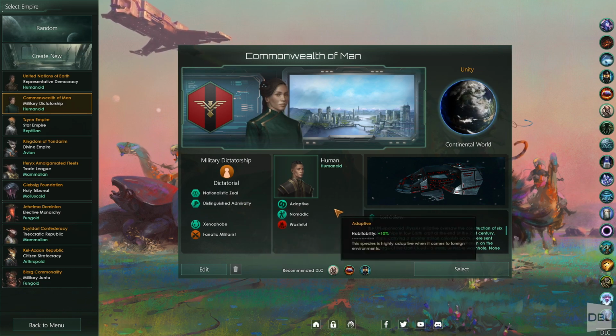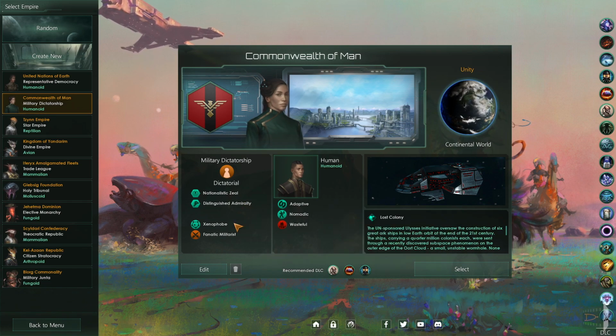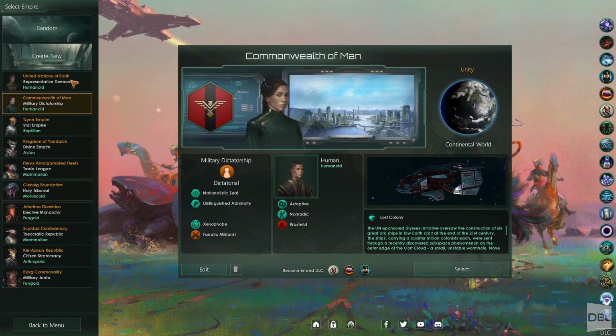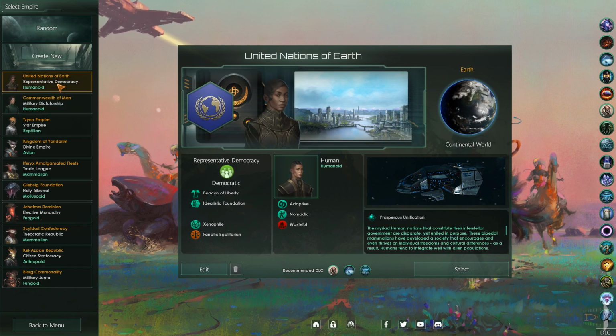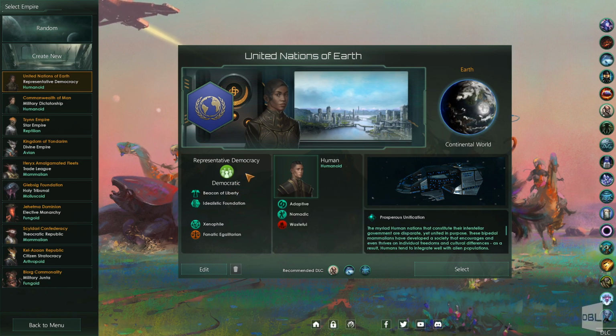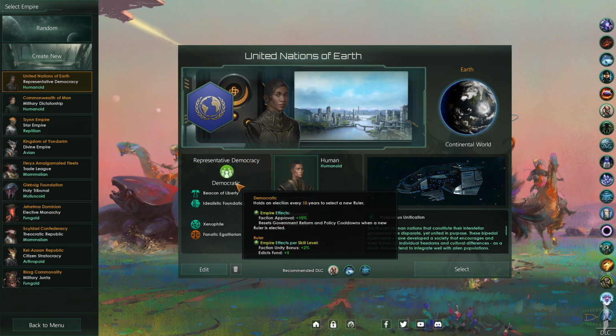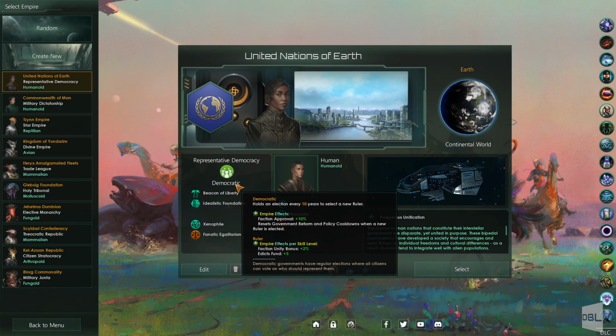So the difference between these two is how they govern. You got one person who rules until death. And then this is every 10 years there's an election. There it is. Holds an election every 10 years. Even that's kind of a long time.